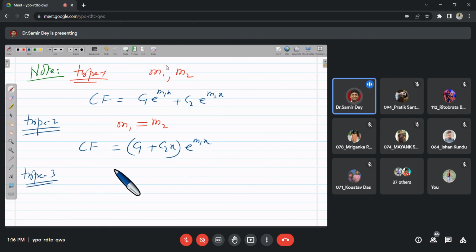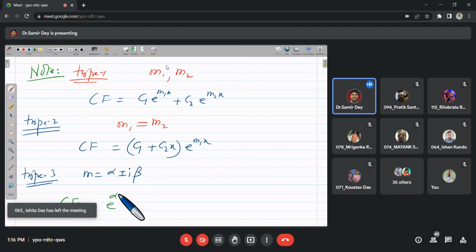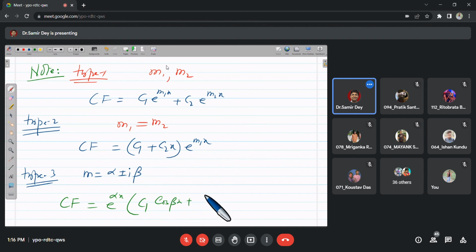There may be a chance you are unable to apply the middle term factor. Then you can apply your Sridharacharya formula. Suppose your M comes in complex form, that is alpha plus minus i beta. Then your CF will be, please write down, e to the power alpha x (C1 cos beta x plus C2 sin beta x). These are the total variations you have.